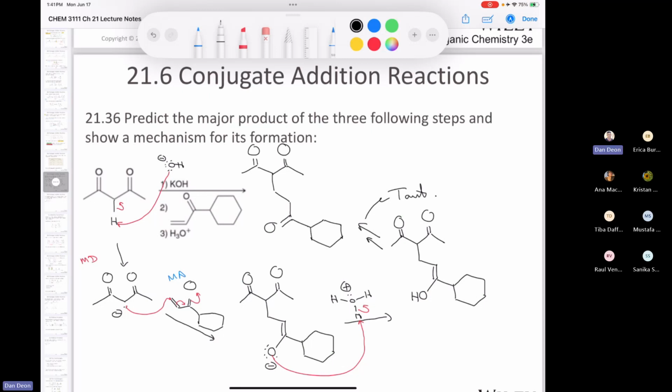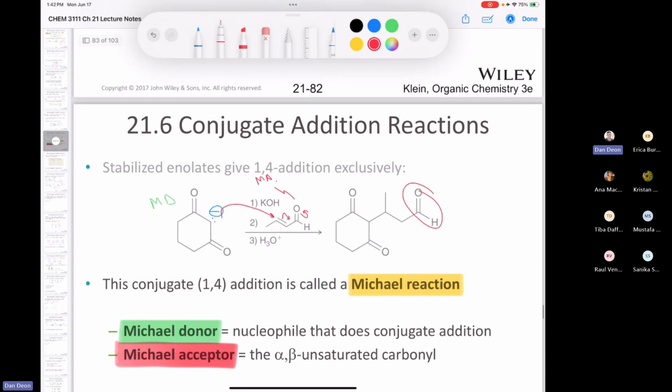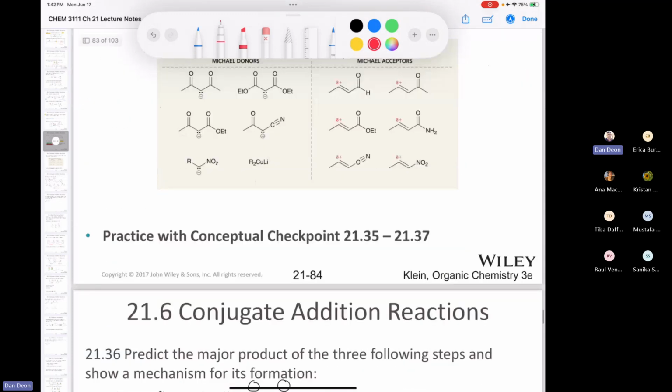So let me just count very carefully. So we have 1, 2, 3, 4, 5. 1, 2, 3, 4, 5. Yeah, looks good. All right, there we go. So that's the mechanism of a conjugate addition. Pretty handy. And I just wanted to point out that the way I counted this was 1, 2, 3, 4, 5. So if you noticed, when you go over here, you end up with 1, 2, 3, 4, 5, the 2 carbonyls being separated by 5 atoms total.